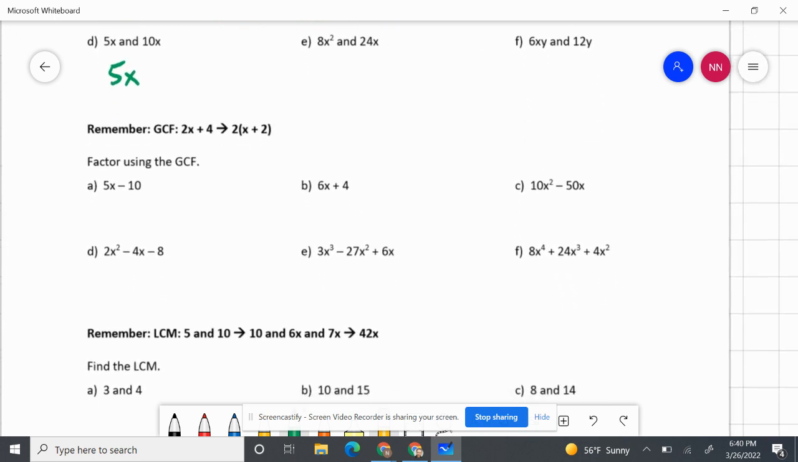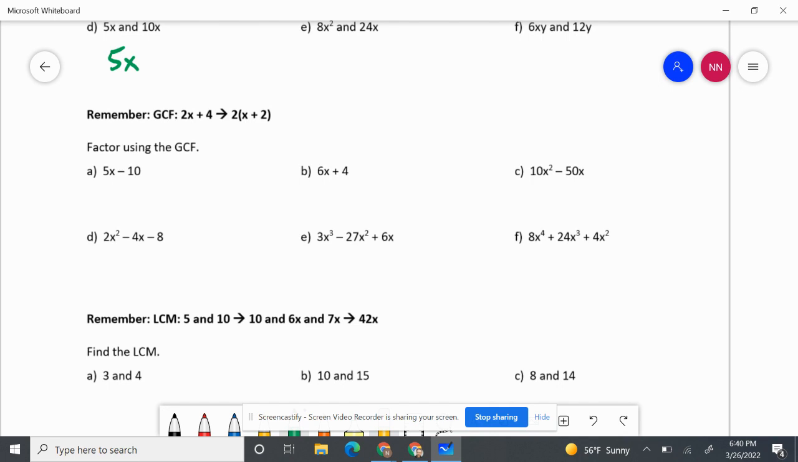Now, what we're going to look at next is factoring using the GCF, greatest common factor. So we're looking at two terms. We see what they have in common, and in this case, they have a 2 in common. Now, factoring is like dividing. So if we were to divide this by 2, we get x. If we divide 4 by 2, we get 2. That's why it's x plus 2. So when we're looking at 5x minus 10, they both have a 5 in common. And then if we divide each of these by 5, we have x minus 2.